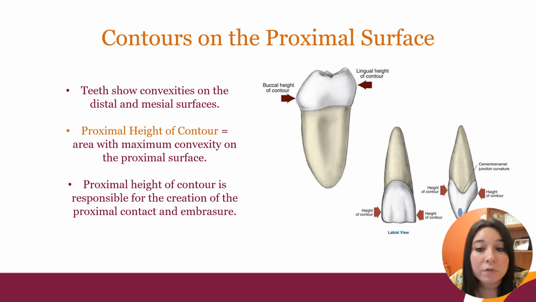Also prevents food from getting stuck in between teeth and facilitates hygienic cleaning. A poor or defective proximal contour will cause food impaction, which can lead to decay. It'll be harder to clean in between your teeth, and that could lead to periodontal issues and also recurrent decay.